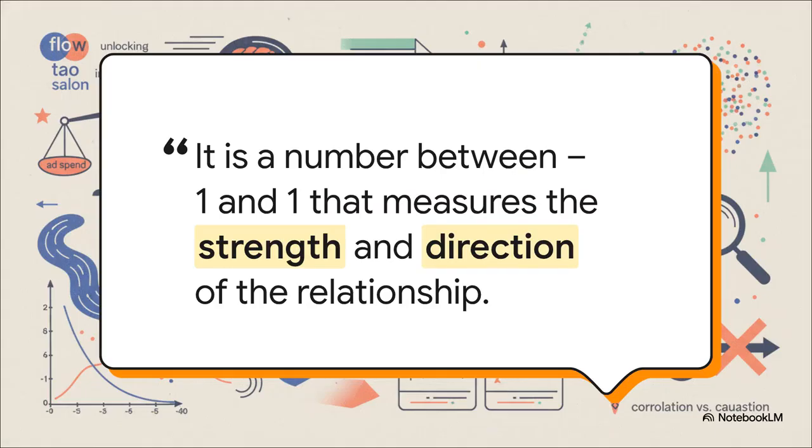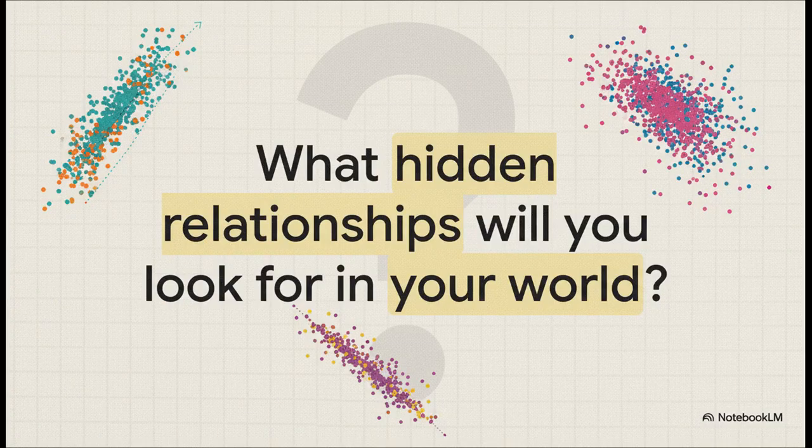So when you boil it all down, it just comes back to this simple, elegant, but powerful idea. The Pearson correlation coefficient is one single number that tells you two crucial things: how strong a linear relationship is and which direction it's headed. So, we'll leave you with this question to think about. Now that you've got this tool in your toolkit, what hidden relationships are you going to start looking for in your world?